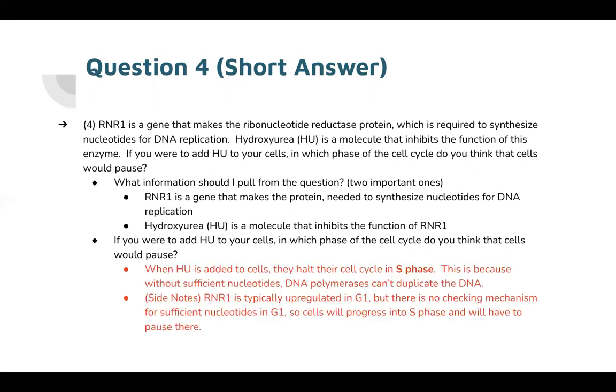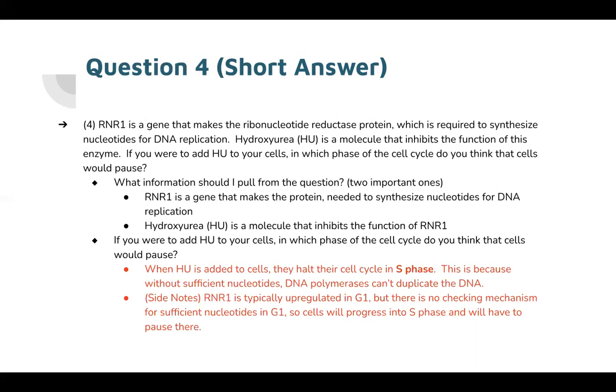So when HU is added to cells, they'll halt their cell cycle in S phase. This is because without sufficient nucleotides, DNA polymerase cannot duplicate DNA. So that's the main answer.